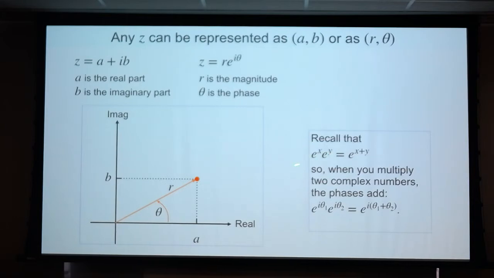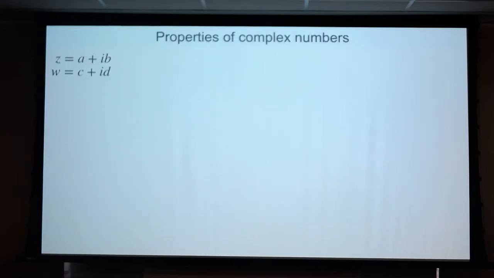Here's an interesting property. Maybe you remember that if you multiply two exponentials, you just sum their exponents. So when you multiply two complex numbers, the phases just add. So that's a very useful property of using this magnitude and phase representation.